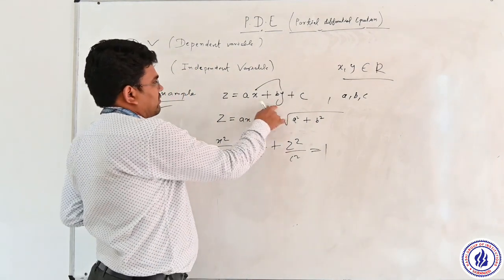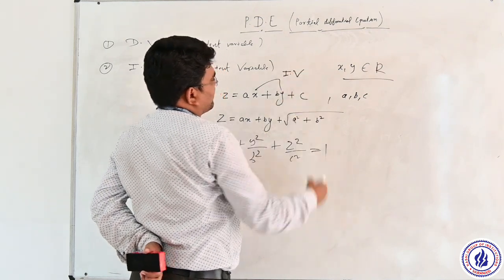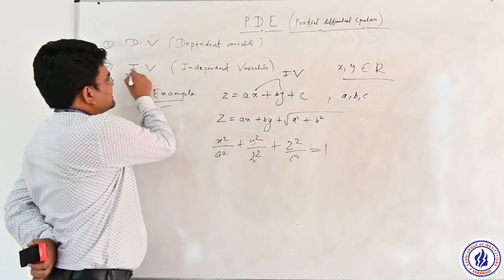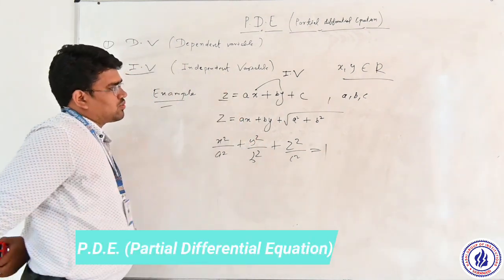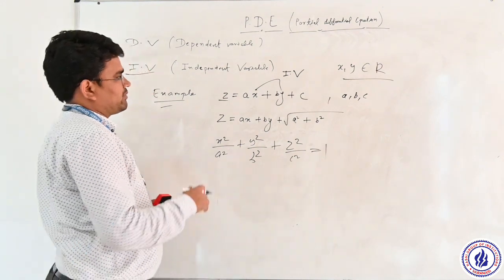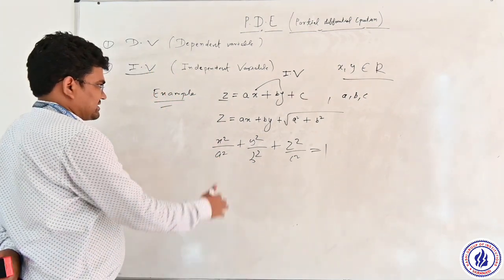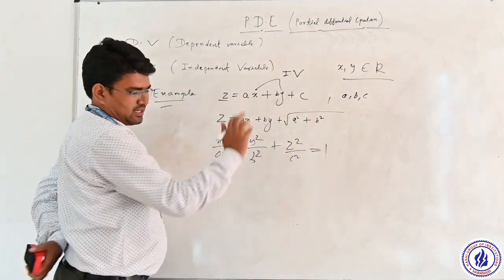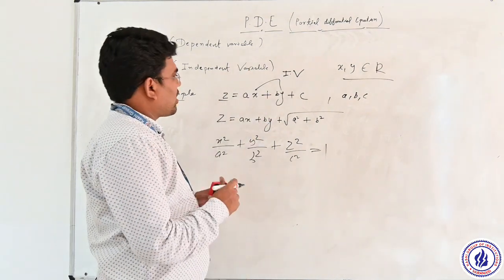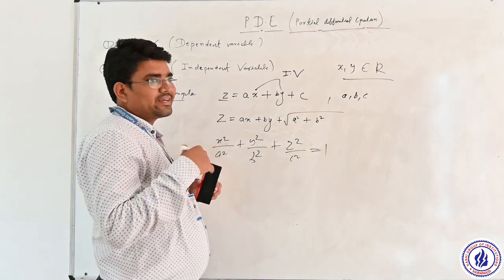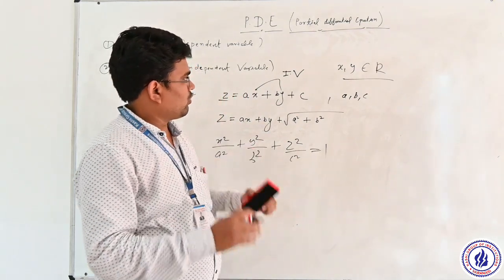So here x and y are independent variables. Shortly we say this is IV, okay? And z is known as what? Dependent variable, because its value depends on x and y. In the same way in the second one, in the third one, okay? So why do we need it? Because our differentiation goes in terms of the independent variables, with respect to the independent variables.